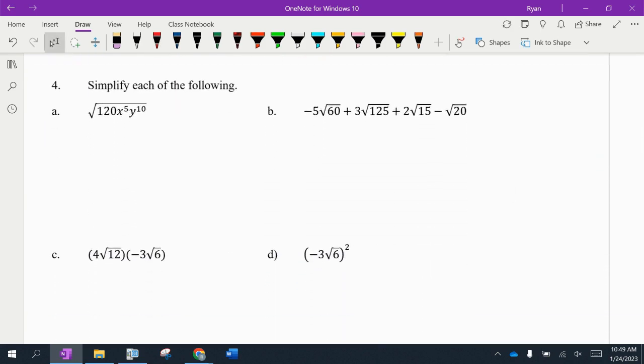All right, so there's our review on graphing the square roots. Now let's get into simplifying. Square root of 120, square root of x to the 5th, square root of y to the 10th. Again, I go ahead and pause it, see what you can do.